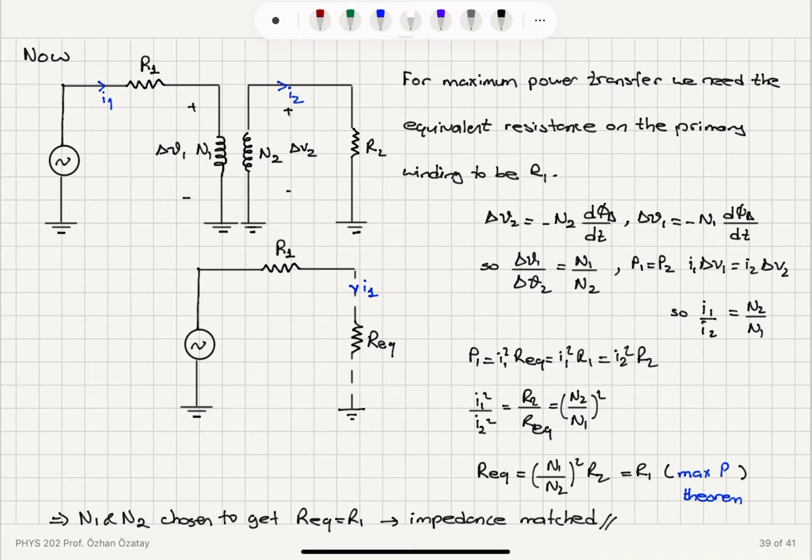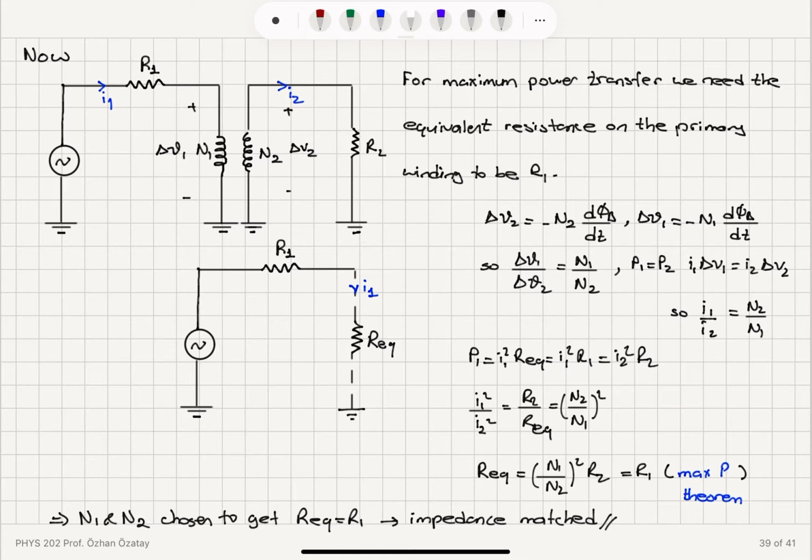So in the iron core, we have the same flux. So delta V1 over delta V2 is equal to N1 over N2. And the power P1 appearing on the primary should be equal to the power P2 appearing on the secondary for an ideal transformer. So we have I1 delta V1 equals I2 delta V2. So I1 over I2 is delta V2 over delta V1, which is N2 over N1.